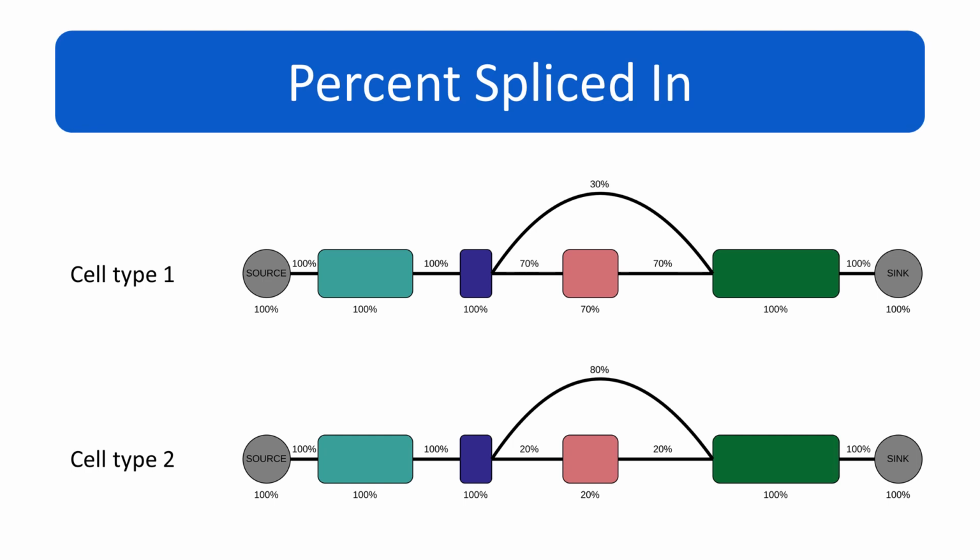We do this by computing a percent spliced in, or PSI, value for each exon and junction in the graph. The PSI value expresses the relative abundance of a junction or exon in all the transcripts of a particular gene. By combining the values for all cells within the same cluster, we can compare the splice patterns between the different cell types.